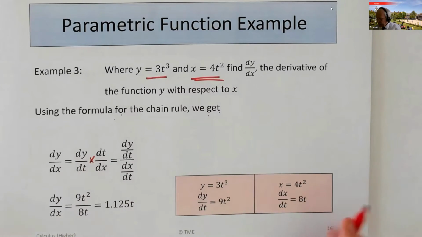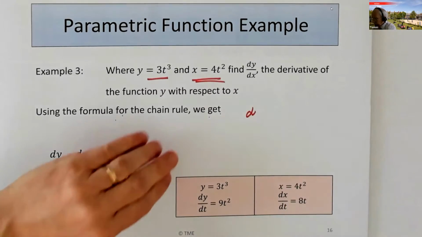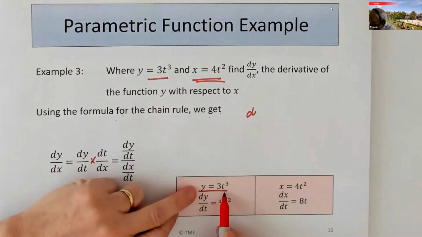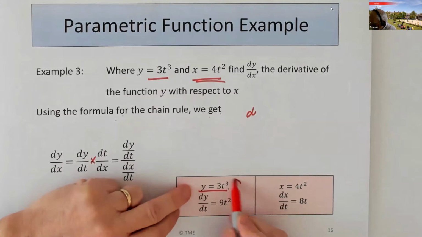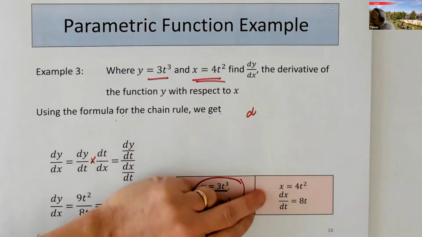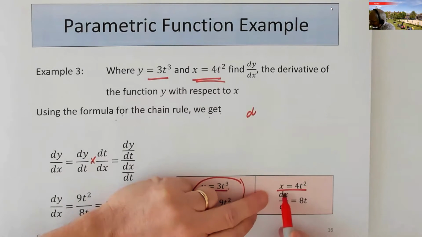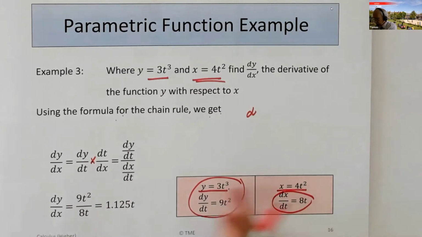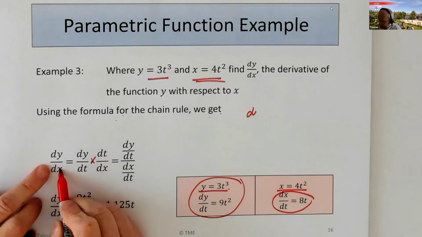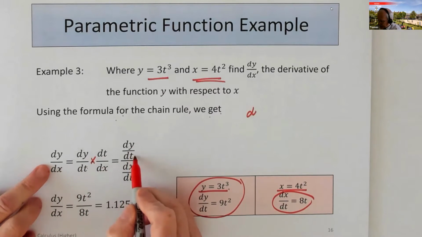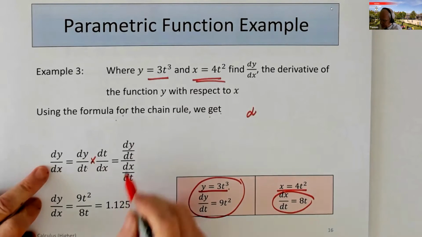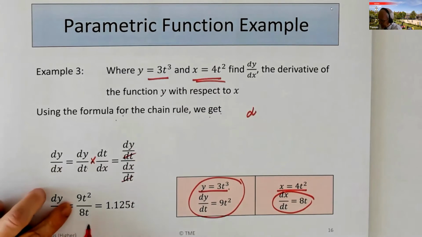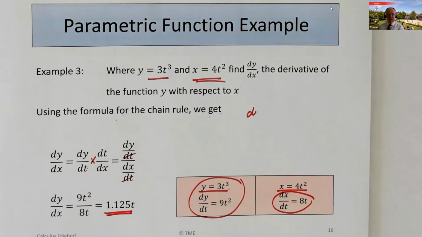So effectively, let's take the first one. y is equal to 3t cubed. If y is equal to 3x cubed, dy/dx would be 9x squared. So I write that down as my dy/dt. x is equal to 4t squared. dx/dt, if that was y equals 4x squared, it would be 8x. dx/dt is 8t. So I've got all my pieces here. But dy/dx is dy/dt times dt/dx, or dy/dt divided by dx/dt. So they'd cancel. So dy/dx is 9t squared over 8t, which is 1.125t.